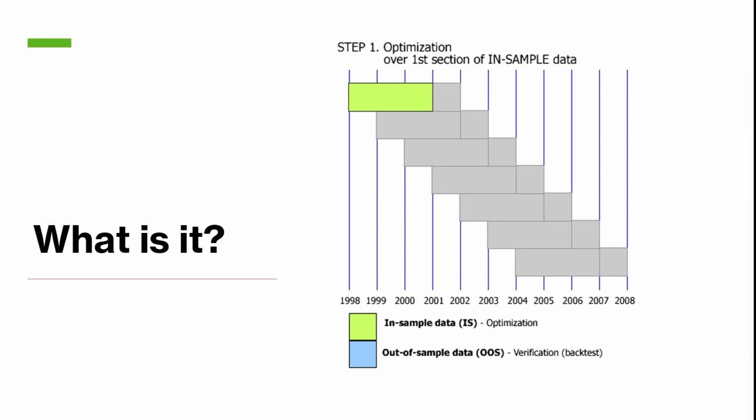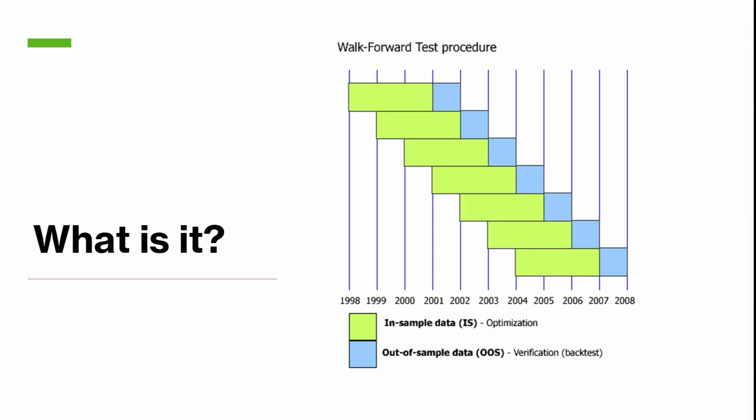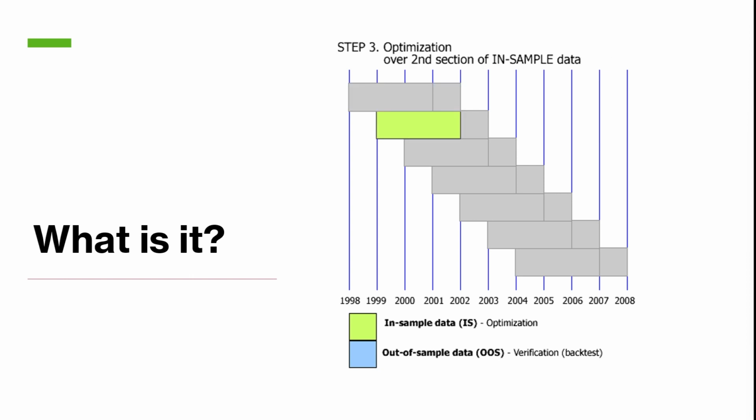Now, what is it? Walk-forward testing is a statistical method used to evaluate the effectiveness of a trading strategy by testing it on a new set of data that was not used to develop the strategy. Walk-forward testing is a type of back testing that helps traders assess the robustness of their strategies over an extended period of time. I would normally recommend about 5 years.